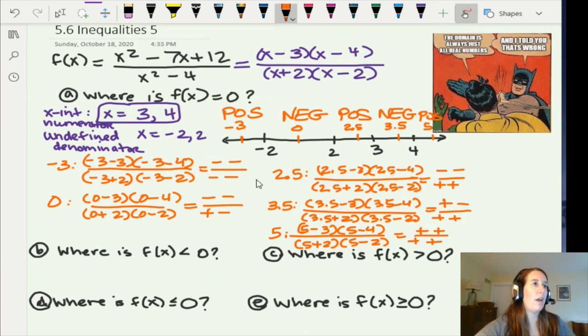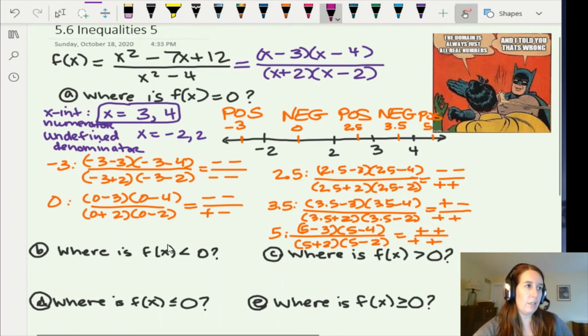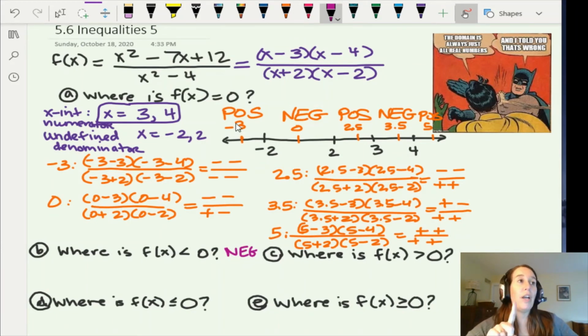Cool. Okay. So now I'm going to answer where is f of x less than 0. So remember, that's just where it's negative. Oh, before I do that, another helpful hint for rational functions is the zeros are 3 and 4, so put solid dots on those so they can be used. And then the undefineds put open circles so you never use those. Okay, that's how you get these problems right, all the little details.